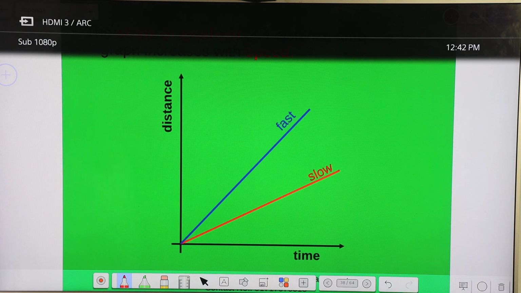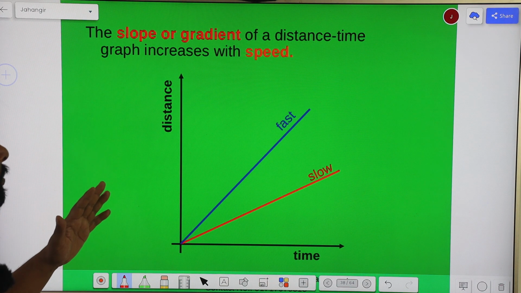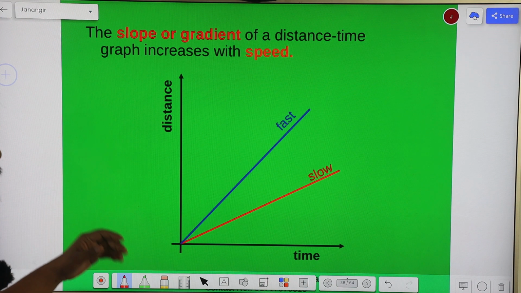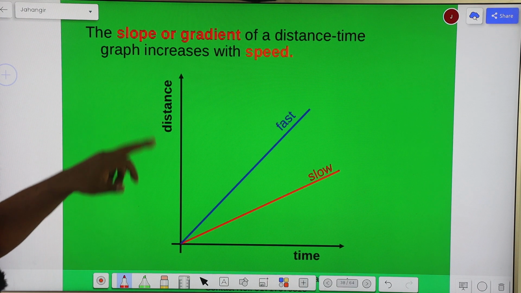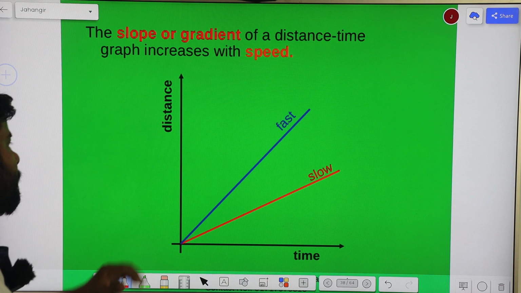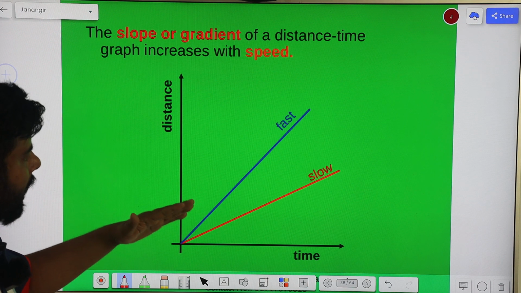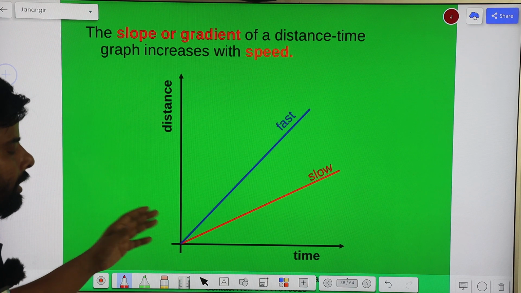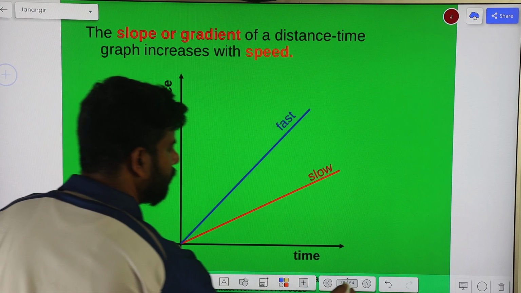Look at the graph here, the distance time graph. If the distance time graph has a higher gradient, then it shows the object is moving fast. The slope or gradient of the distance time graph increases with the speed. If the graph is shallower, that means less gradient, then it shows the object moves with a slow or lower speed.